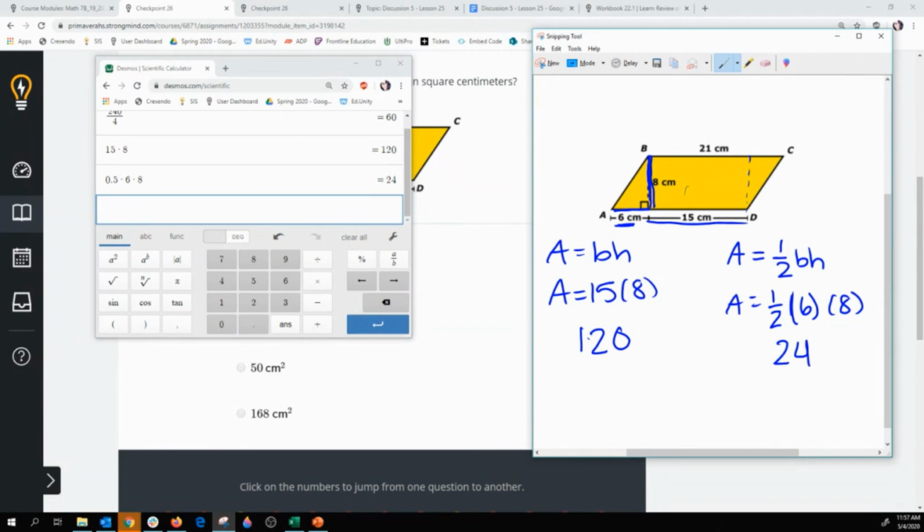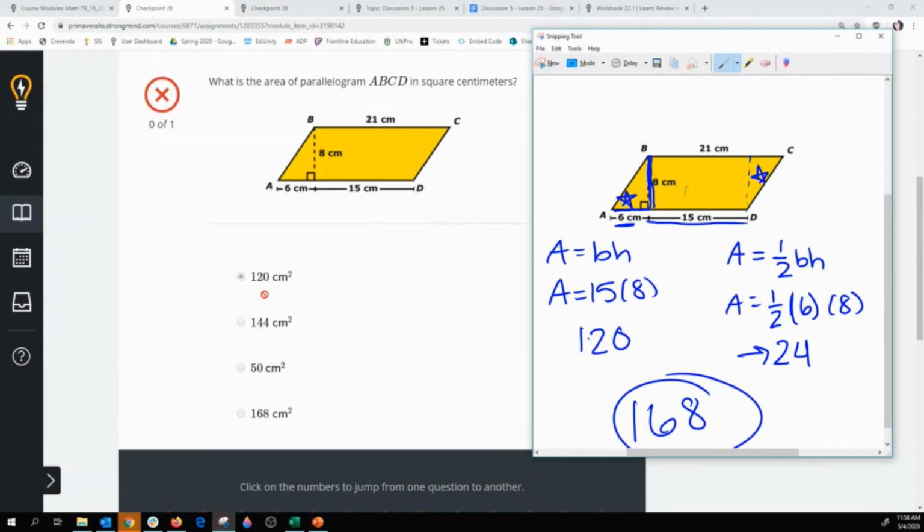But remember to double check your image, because yes, here's one triangle here, but then there's another triangle on this other side. And this triangle is going to be the same size as this one here. So when we are adding our areas together, we need to make sure that we add in this 24 two times because we have two triangles. So I have 120 plus 24 plus 24, which gives me a total area of 168. So this parallelogram would have 168 centimeters squared.